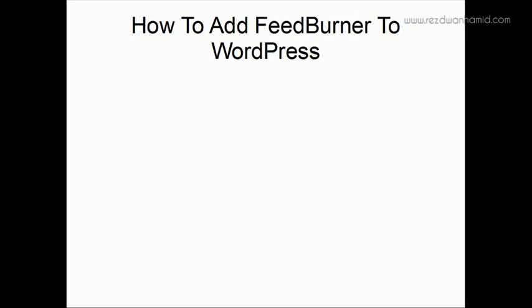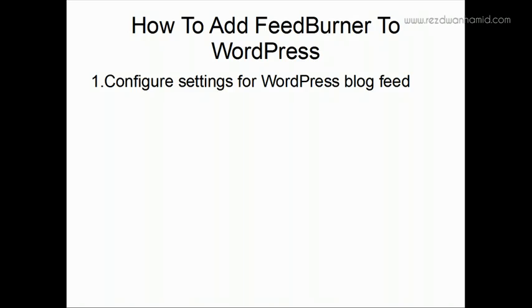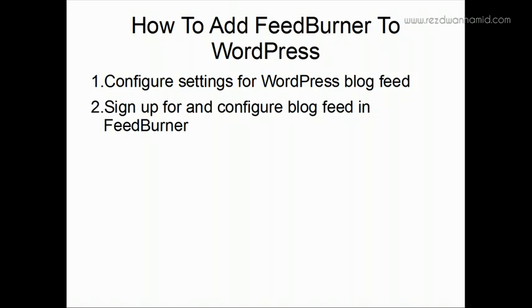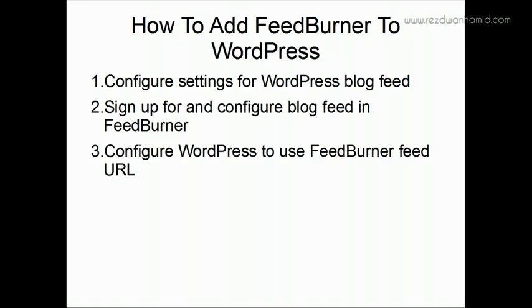to WordPress. The first thing we'll need to do is to configure settings for WordPress blog feed. After that, we are going to sign up for and configure the blog feed in FeedBurner. And lastly, we will configure WordPress to use the new FeedBurner feed URL that's been given to us.